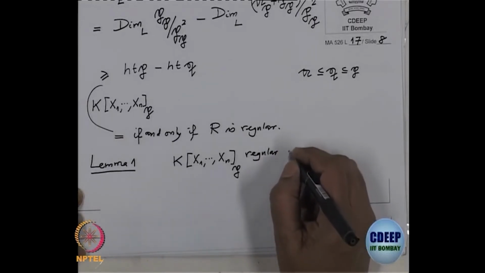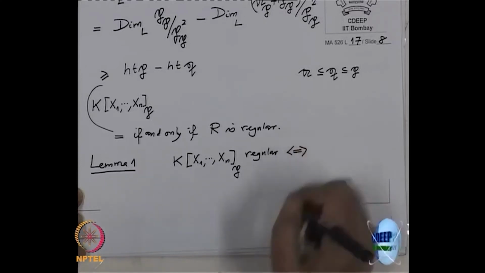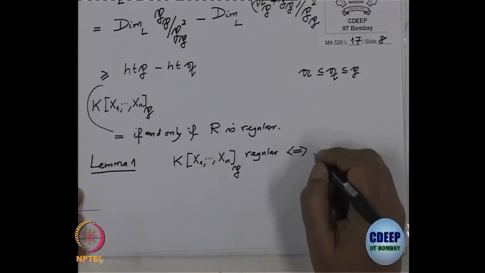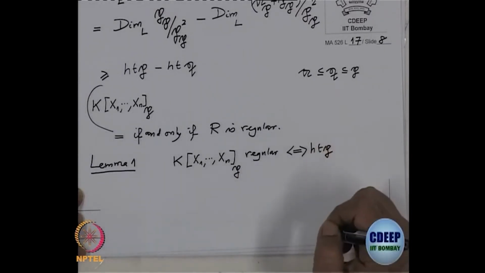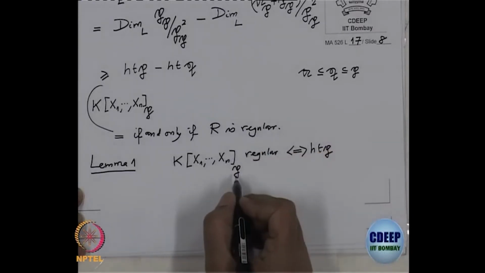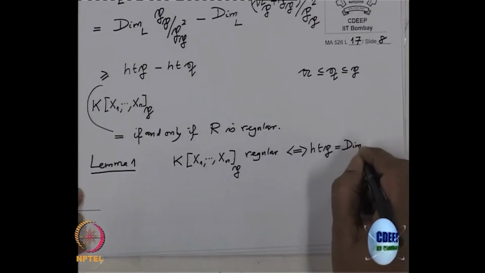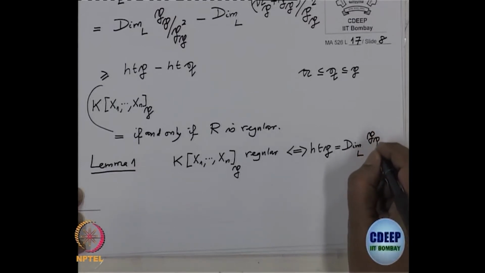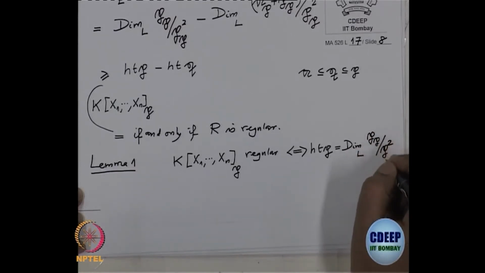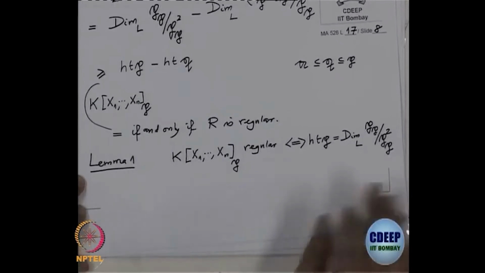If and only if the height of P, that is the dimension, and the embedding dimension, that means localized, that means this should be equal to the dimension of P over L of P mod P squared. That is when this is regular. This is only a definition. This is what we have by lemma 1.